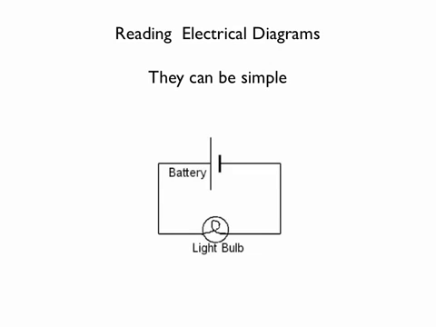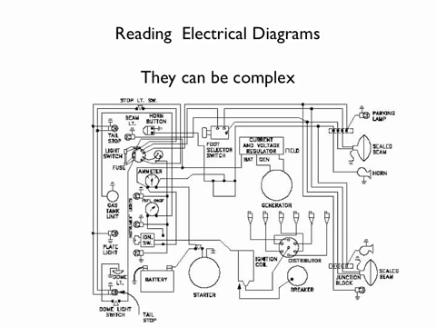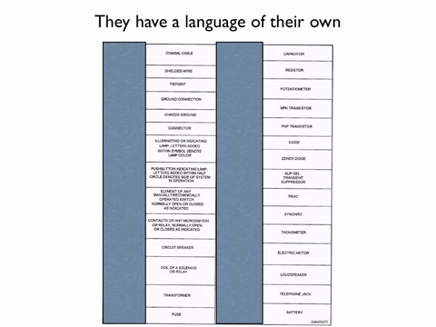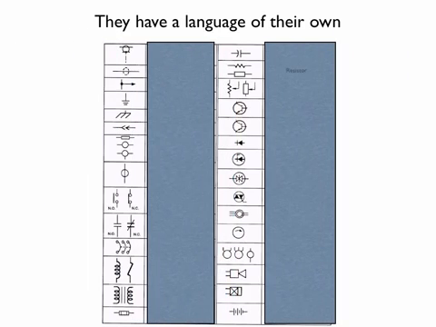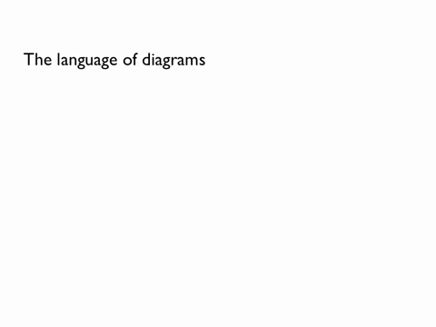Reading an electrical diagram, they can be pretty simple or they can be complex, and they've got a language of their own. Now, we normally talk and we use words, as you read here for the word resistor, chassis ground, electronic motor, or fuse. When I say those words, something comes to mind. You have an image of what's going on. Well, in an electrical diagram, they don't use words, they use symbols to say the same thing. So we have to understand the language of symbols.